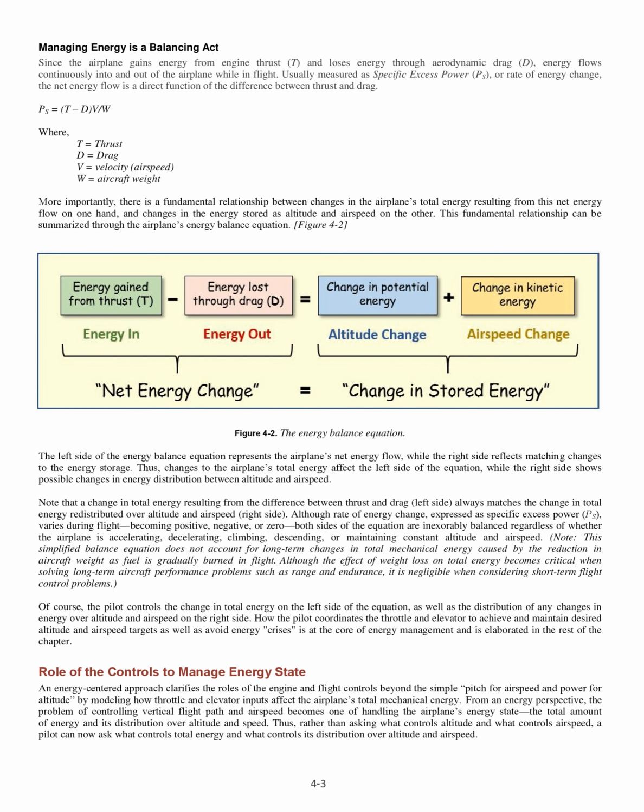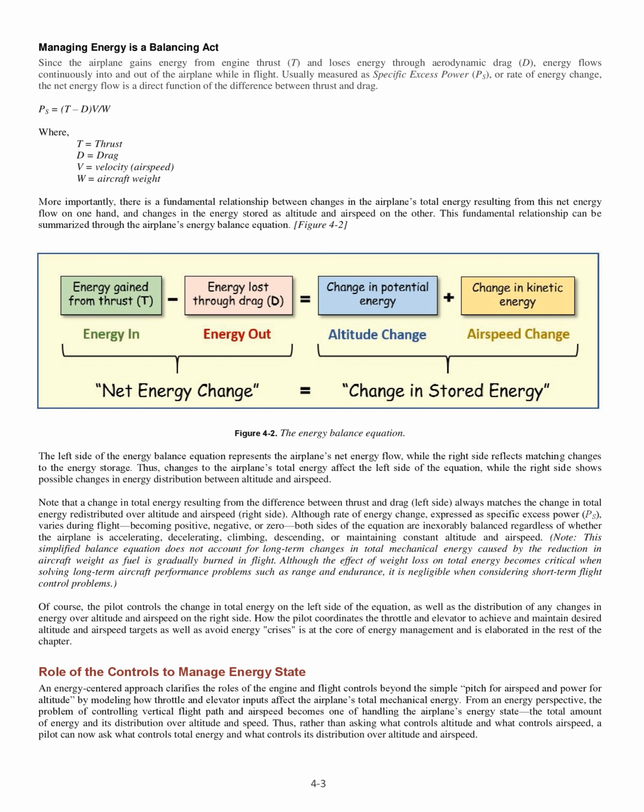Although the effect of weight loss on total energy becomes critical when solving long-term aircraft performance problems such as range and endurance, it is negligible when considering short-term flight control problems. Of course, the pilot controls the change in total energy on the left side of the equation, as well as the distribution of any changes in energy over altitude and airspeed on the right side. How the pilot coordinates the throttle and elevator to achieve and maintain desired altitude and airspeed targets as well as avoid energy crises is at the core of energy management and is elaborated in the rest of the chapter.